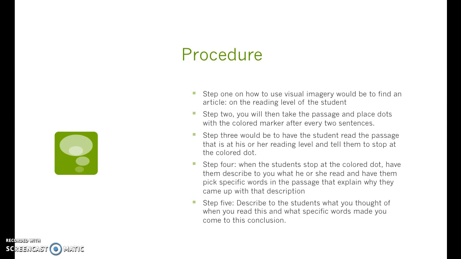Step 3 would be to have the student read the passage that is at his or her reading level and then tell them to stop at the colored dot. Step 4, when the students stop at the colored dot, have them describe to you what he or she has read and have them pick specific words in the passages that explain why they came up with that description.